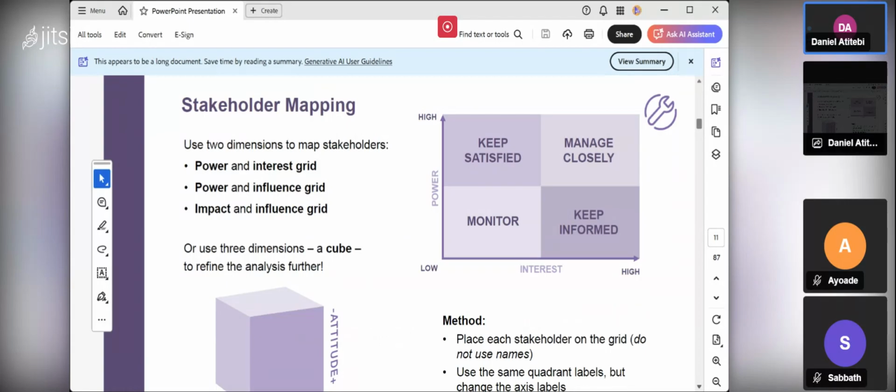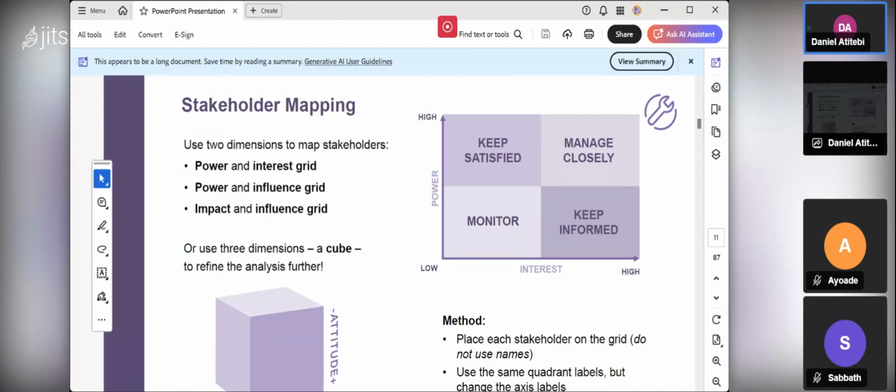So this is how you apply it. We call it stakeholder mapping. You will map the stakeholder based on their power and interest. You can see you use two dimensions to map stakeholders: power and interest grid, power and influence grid. Anyway, you can use any one of them. Impact they have on the project and their influence. You can see here now.